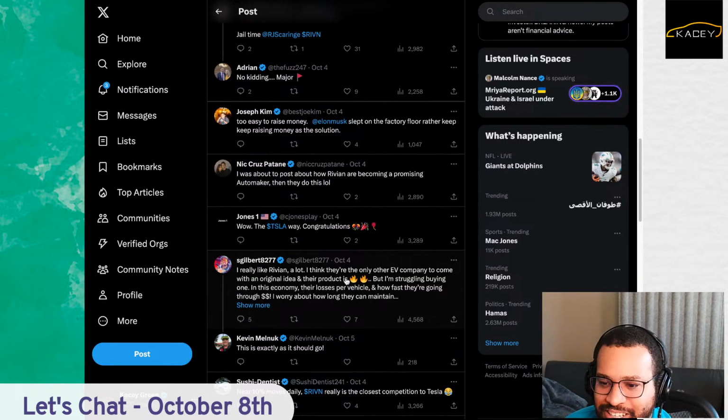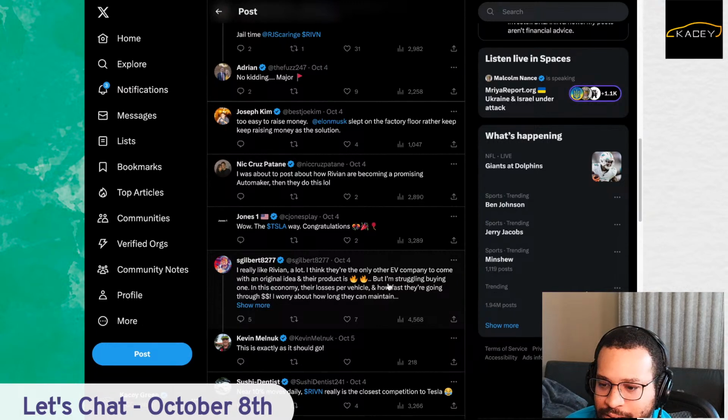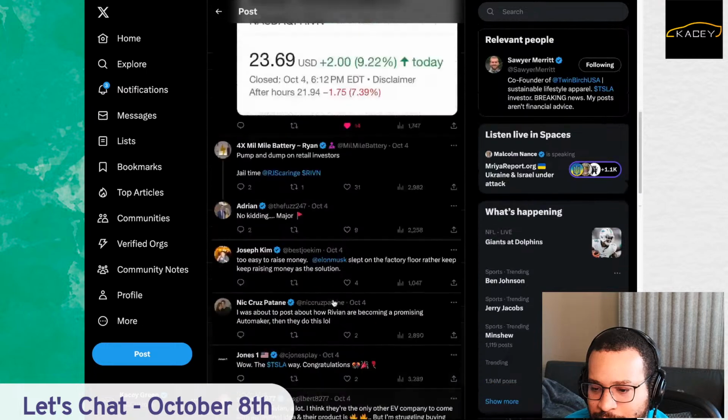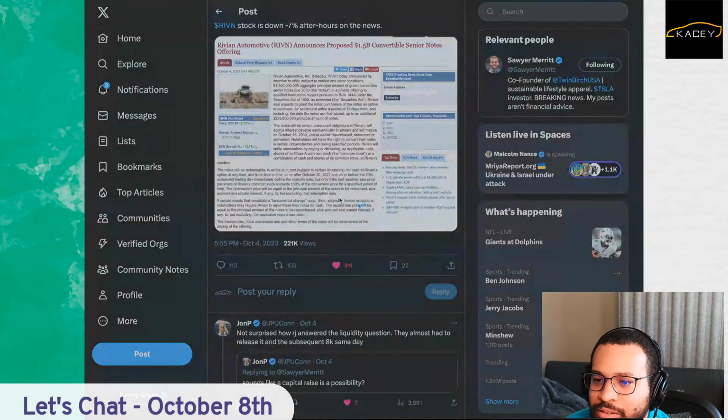I really like Rivian a lot. I think they're the only other EV company to come with an original idea, and their product is fire. But I'm struggling buying this one in this economy. Their losses per vehicle and how fast they're going through money. I worry about how long they can maintain, and I'm not going to finish that tweet. So let's go.